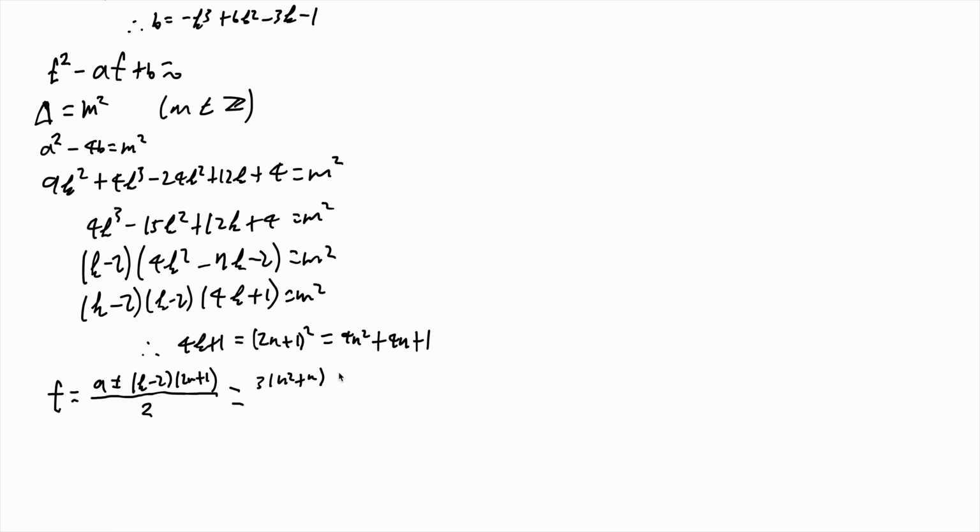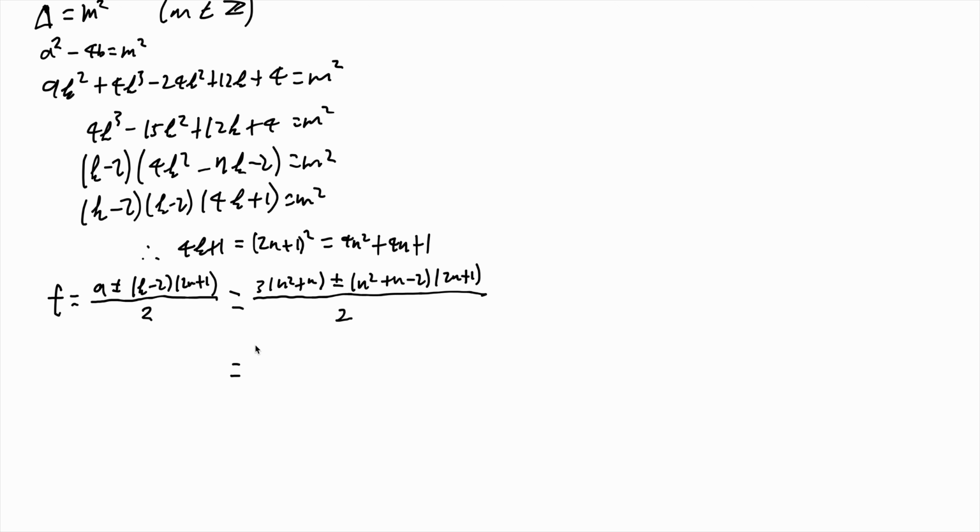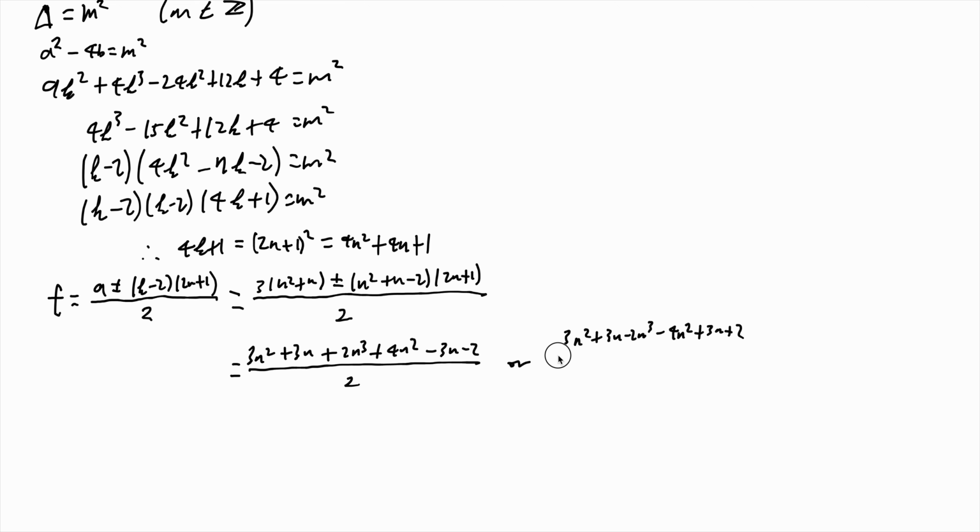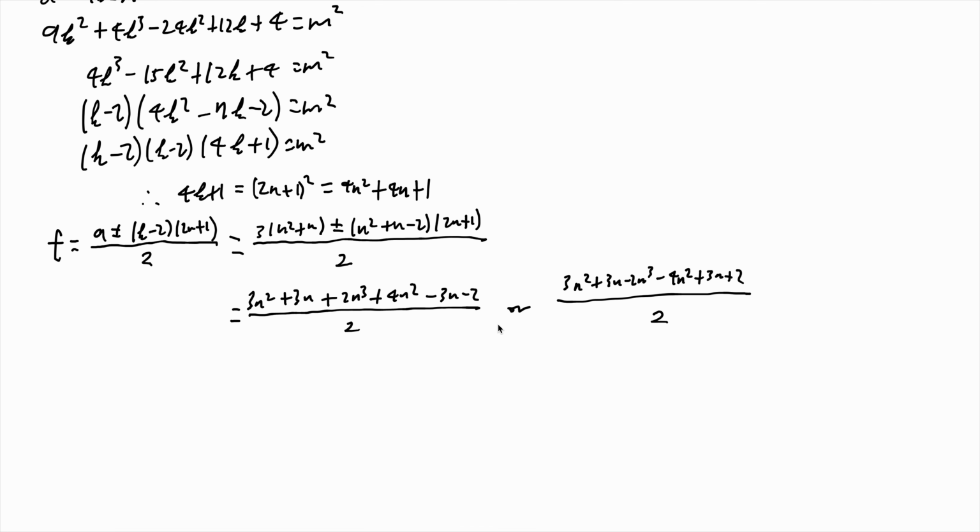So write it like this: 2n plus 1. So this is equal to 3n squared plus 3n plus 2n cubed plus 4n squared minus 3n minus 2, or 3n squared plus 3n minus 2n cubed minus 4n squared plus 3n plus 2, all over 2.